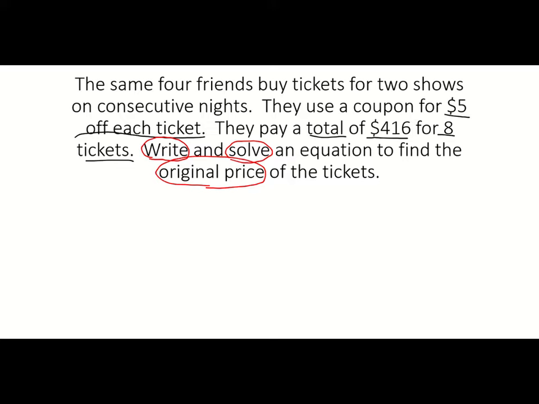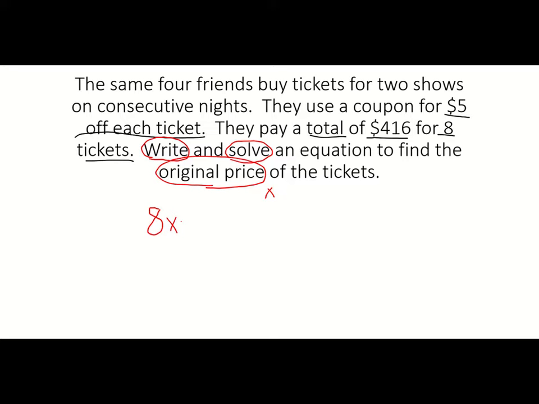So what I'm going to do is use the variable x to represent my original price. And I want to set up my equation. So I'm going to start with how many tickets I bought. I bought 8 tickets. So 8. And for those 8 tickets, I would have paid the original price before the discount. So I'm going to say 8x. 8 tickets I bought times x, the original price, would give my total before the discount.